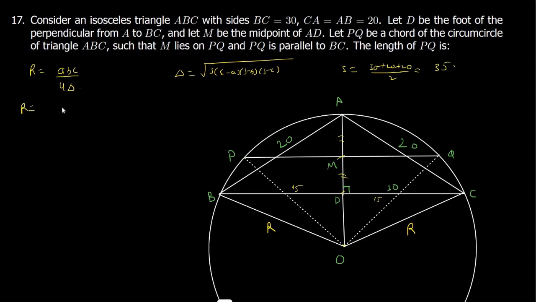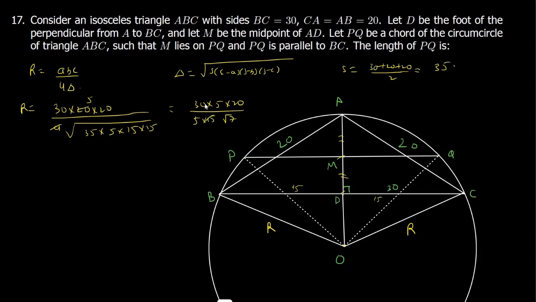And if I calculate R, it will be 30 into 20 into 20 divided by 4 times root of 35 into (35 minus 30) will be 5 into (35 minus 20) will be 15. So 15 into 15. If I simplify terms a little bit, I'll get 30 into 5 into 20 divided by 5 into 15. I can take common, so root 5 will remain. 15 times 7 is 105 gets cancelled with 5. So what remains is 40 by root 7. So the circumradius of the circumcircle of triangle ABC is nothing but 40 by root 7 units.